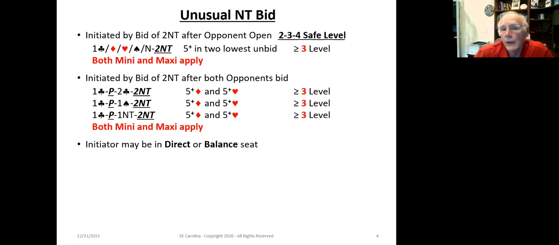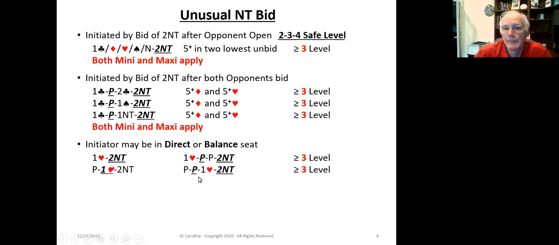Now, it also can be initiated in the direct or the balancing seat. For example, in this one, we have the direct seat initiating two no-trump. One heart, two no-trump shows 5+ clubs and 5+ diamonds. One heart, pass, then two no-trump by the balancing seat shows the same. So we can see how this works.